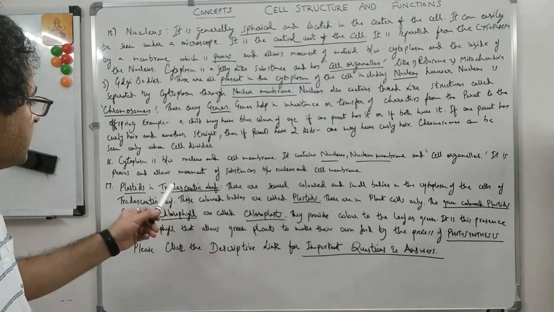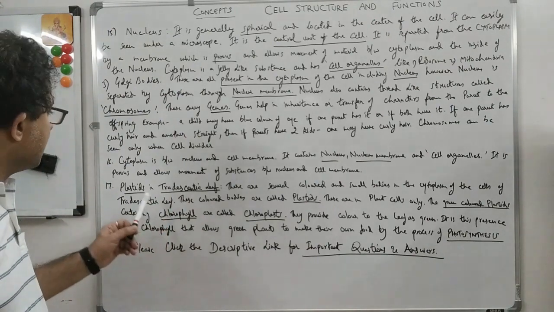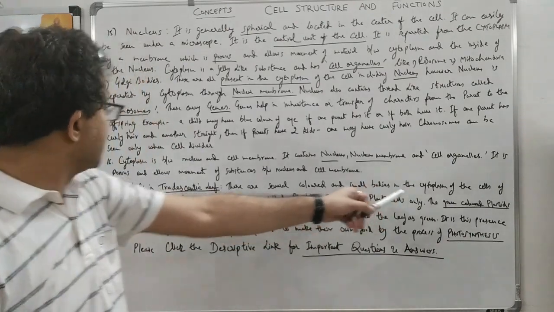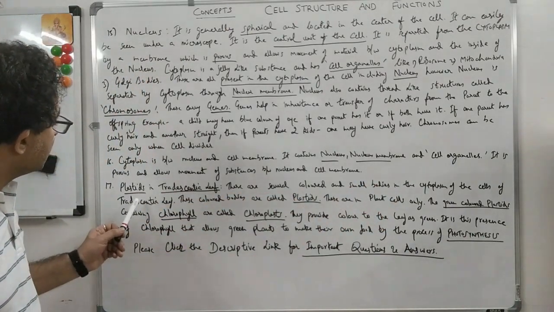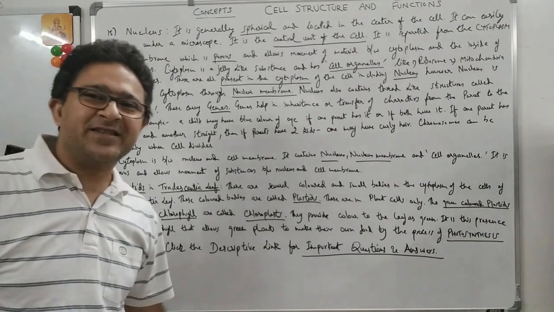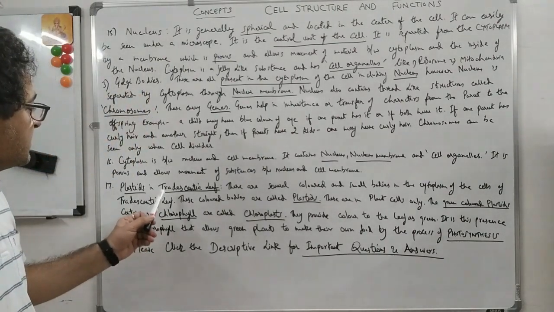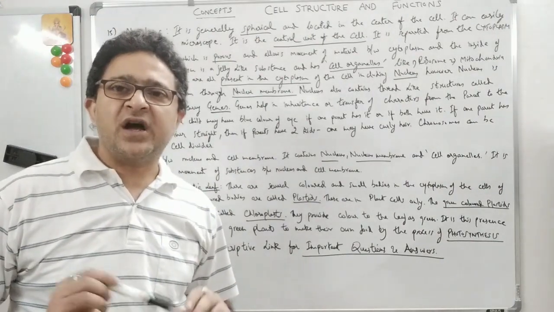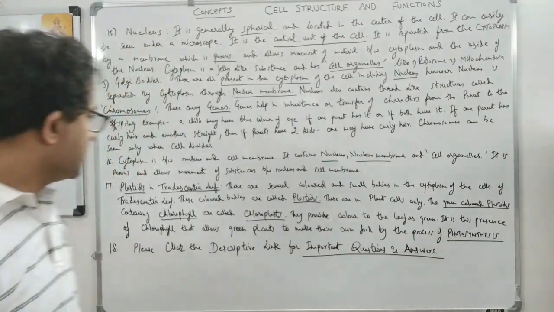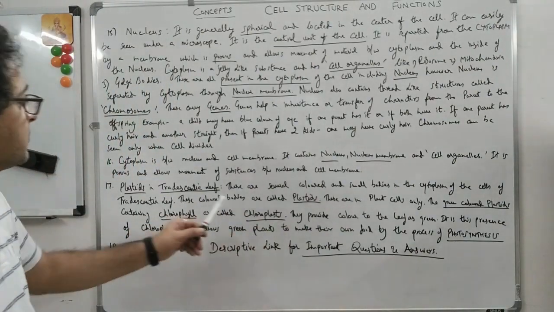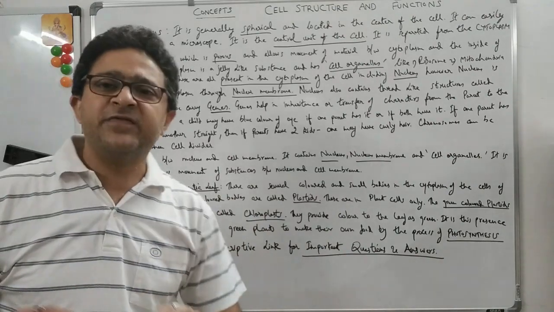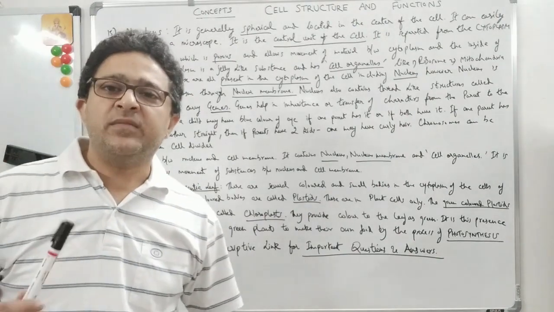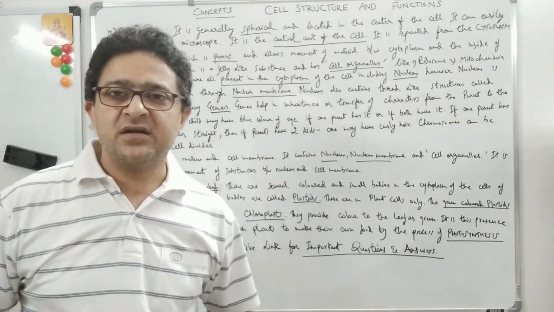Plastids in the Tradescantia leaf. There are several colored and small bodies in the cytoplasm of the cells of the Tradescantia leaf. These colored bodies are called plastids. They can be different colors, but all colored bodies inside the Tradescantia leaf will be plastids. The one which is green colored is a green plastid.